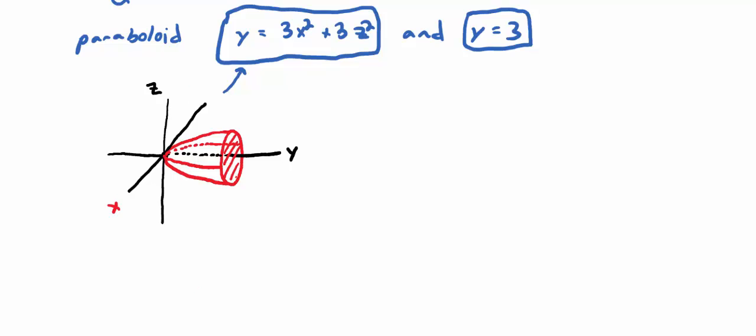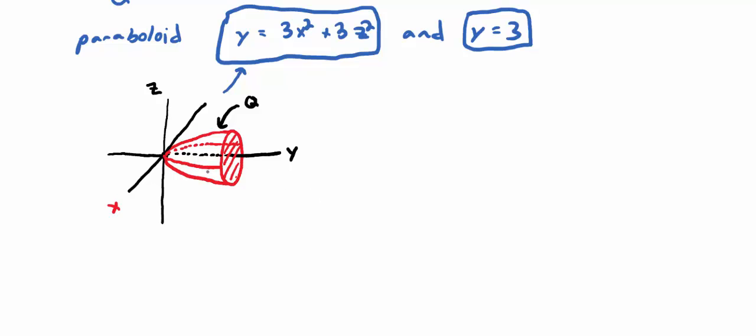So does everybody see what the solid region that you're integrating over looks like? It's that paraboloid cut off by the plane. It's the interior of that solid that you're integrating over. Okay?